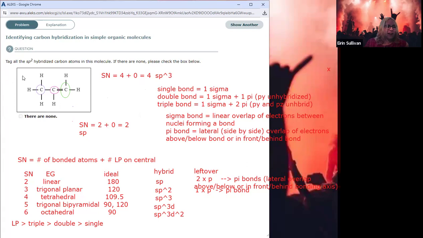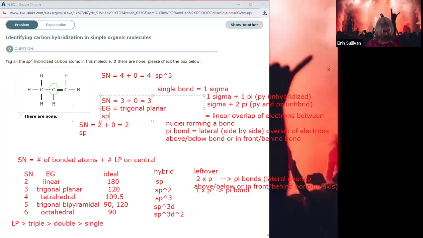Okay, so finally, what have we got here? So very quickly, steric number of 4, that's going to be an sp3 carbon. Steric number of 3, here we go. So this one right here has got a steric number of 3 coming from 3 bonds, no lone pair. So my electron group geometry is trigonal planar. So my hybridization scheme for that one is going to be sp2.